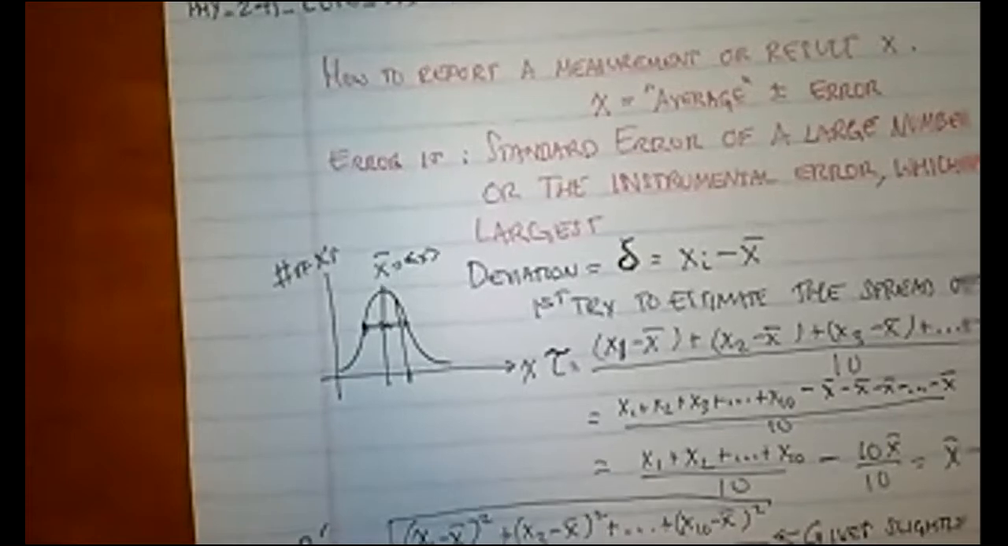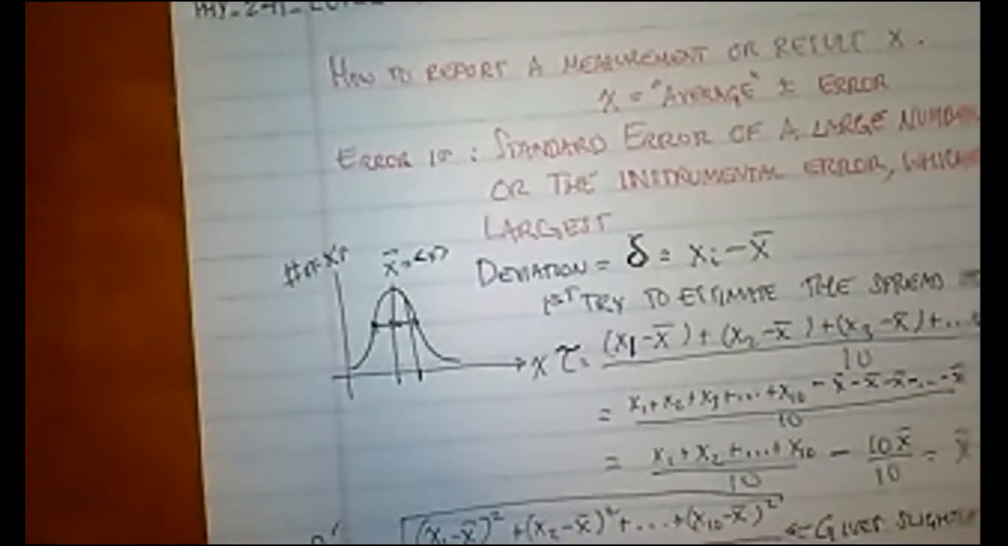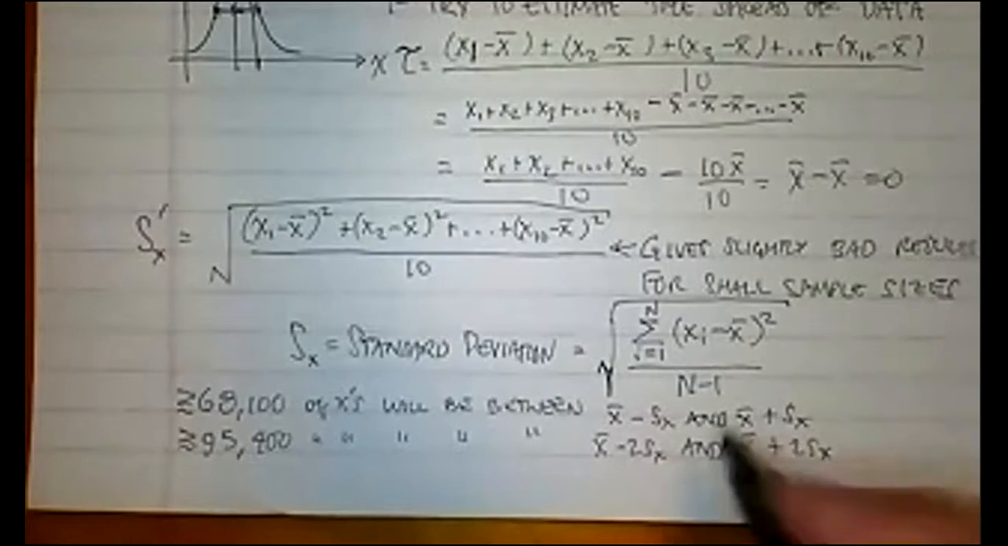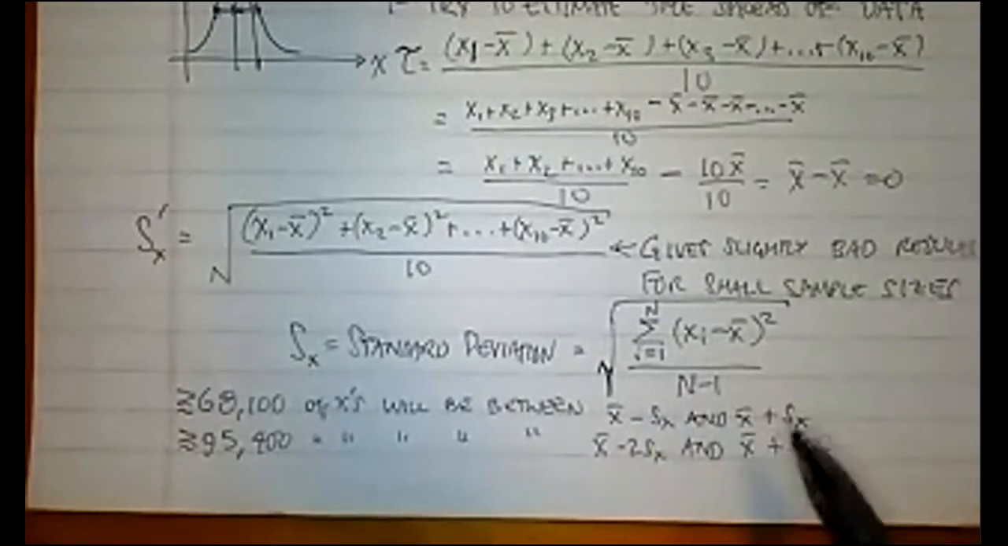And actually, I really should write that the other way. Instead of saying that number is bigger, I need to say that the number of data is actually bigger than the 68,100 and bigger than the 95,100 of those x's will be between x bar minus 2sx and x bar plus 2sx. Okay, so that's what this formula gives you with that correction.